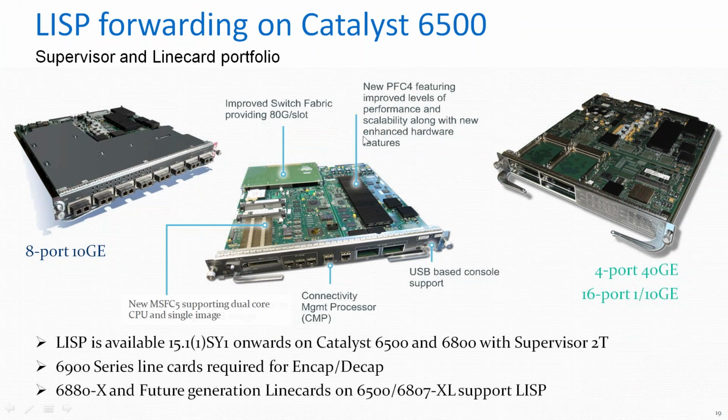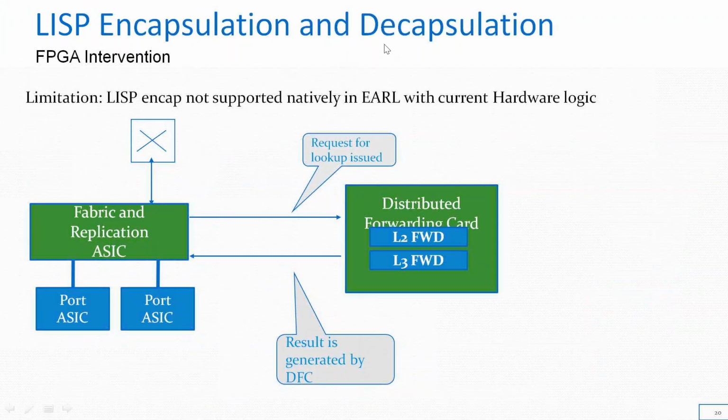If we are referring to a particular line card like PFC, in PFC, featuring improved level of performance and scalability, along with new enhanced hardware features. Obviously, we have hardware support for all these functions, and LISP is available starting from, say, 15.1.1SY1, and it is there in 6500, 6800, even 6900. A line card is required for encap, decap purposes. If you have an integrated chassis like 6880-X, and future generation line cards like 6500, 6807. So yeah, you need to refer to the hardware. What hardware is supporting, what is not supporting, whenever you are planning to design the campus area network.